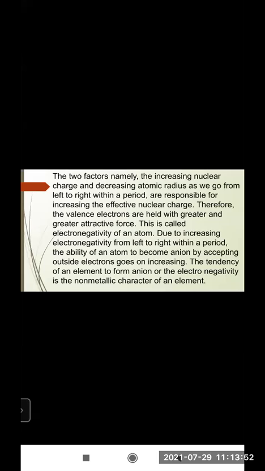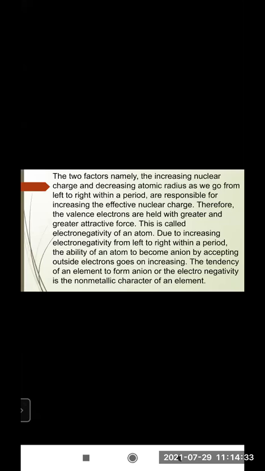So the same point is given here. Due to increasing electronegativity from left to right within a period, the ability of an atom to become an anion by accepting electrons from outside goes on increasing, and the tendency of an element to form an anion, or the electronegativity, is the non-metallic character of an element. So this is about the non-metallic character. Clear? So this is about metallic and non-metallic character.